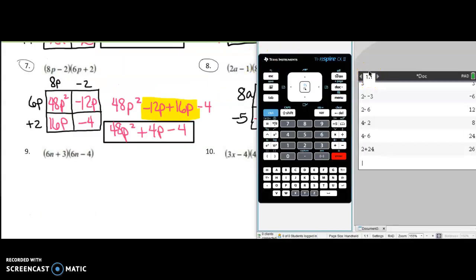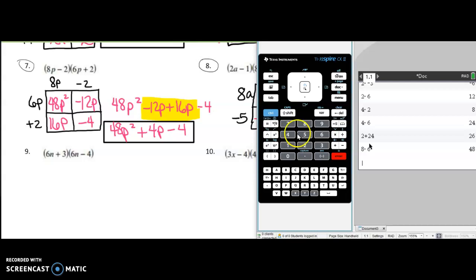All right, let's see, how did you do? How did you do on number 7? Did you do 8 times 6? 8 times 6 is 48. Yes, it is. And then negative 2 times 6 is a negative 12. 8 times 2 is 16. And then negative 2 times positive 2 is negative 4.